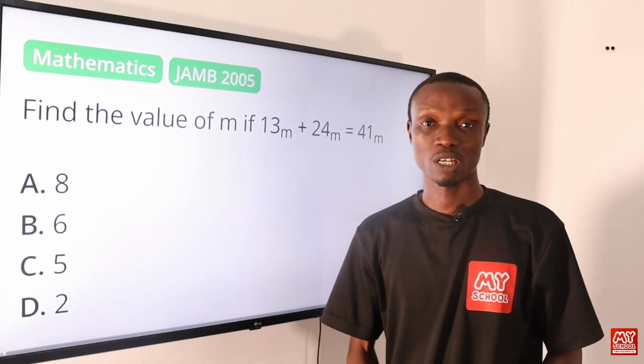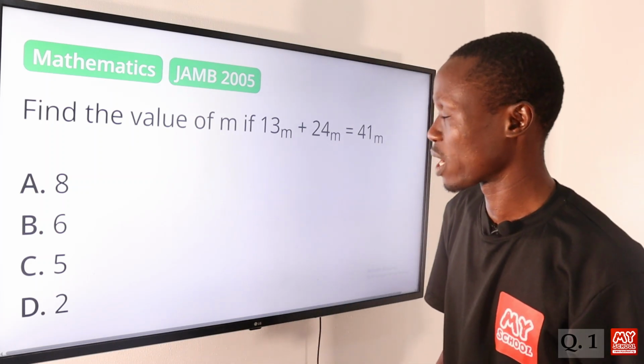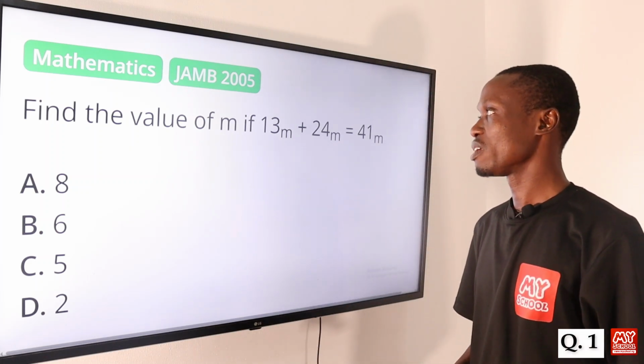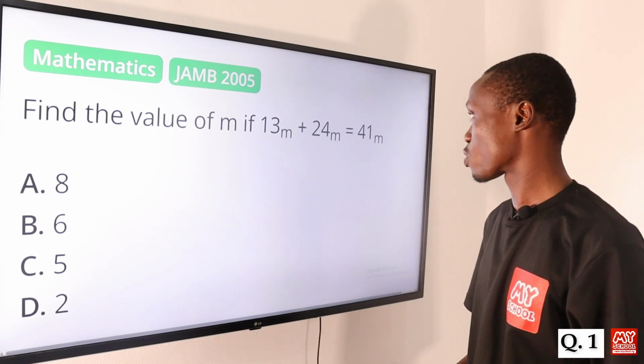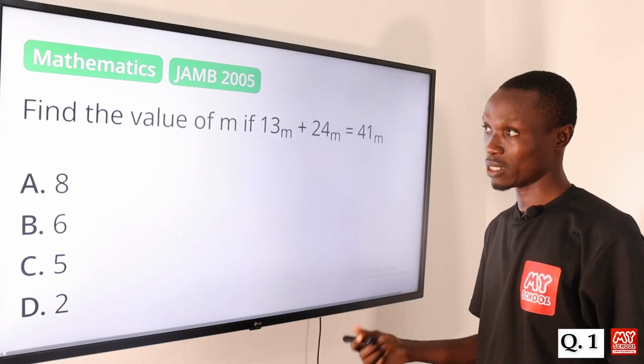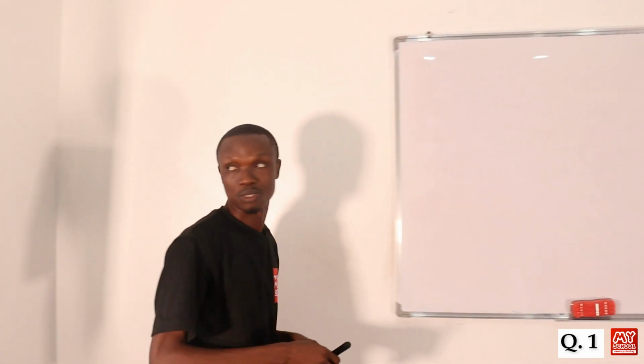In today's video, we shall be answering question 1 to 25. So let's kick off with question 1. Find the value of m if 13 in base m plus 24 in base m is equal to 41 in base m. So let's move over to the boards to provide answer to this question.